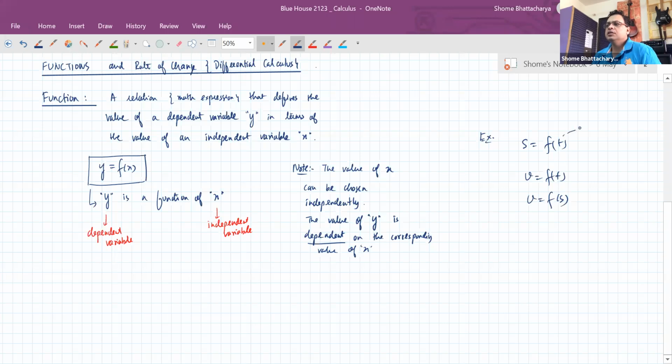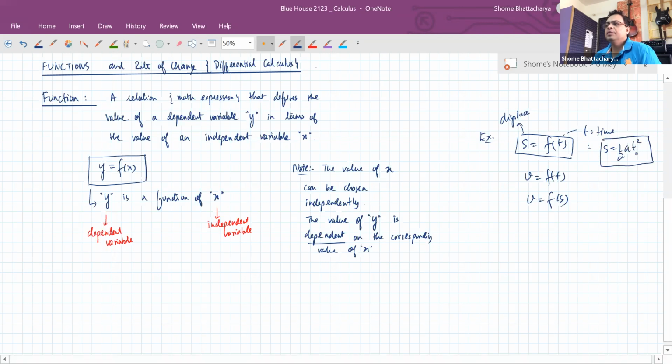Okay, so for example, here this t could be time and s could be displacement. So in this case, we will say that displacement is being expressed as a function of time. An example of that is s is equal to half a t square. Here a is a constant, t is an independent variable, and s becomes dependent on the amount of time. At 1 second, the distance covered is a certain value. At 2 seconds, the displacement or distance is another value, like that. So that's an example of a practical application of a function.